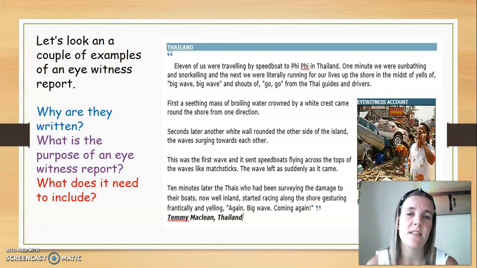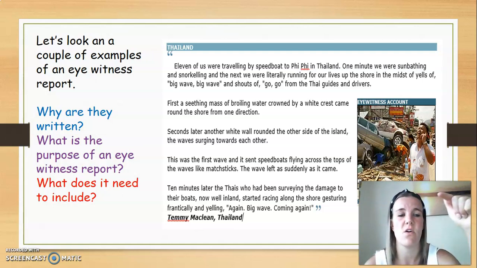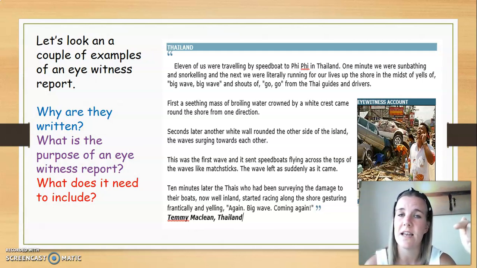It tells the events in the order. So we can see at the top there, it's got the first things that happened, where they were, description of the setting. As it moves a bit further down, it's starting to talk about the things that they've seen a little while later. Then it says seconds later, and then the first big wave, then 10 minutes later. So you can see the order of the paragraphs are written in the order of the events that the eyewitness has seen the events happening.